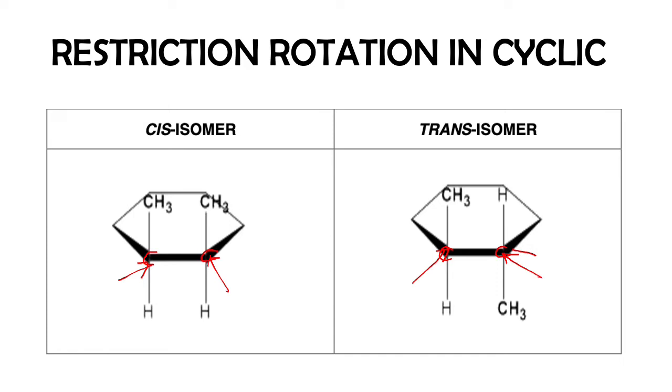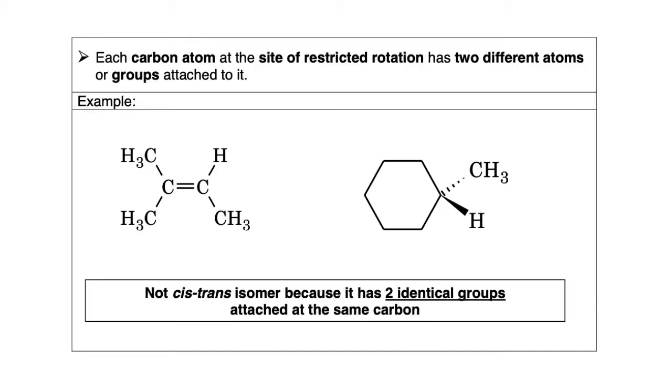Okay, macam mana kita nak tengok yang second requirement itu? Kalau kita lihat second requirement, it is stated that each carbon atom at the site of restricted rotation has two different atoms or groups attached to it. So dia kena fulfill second requirement ini. Okay, Madam bagi example ini.